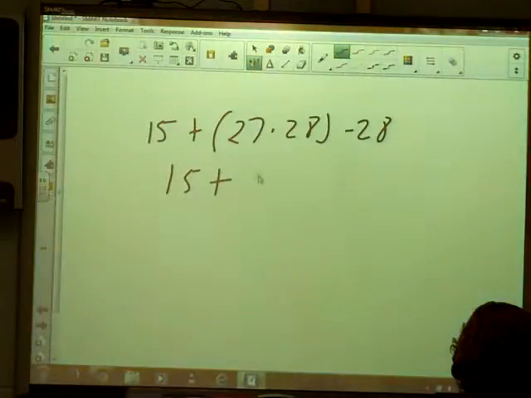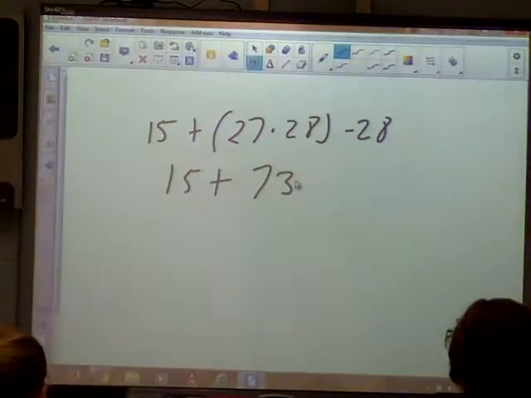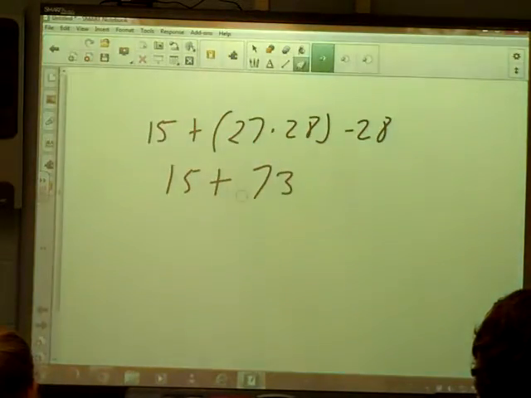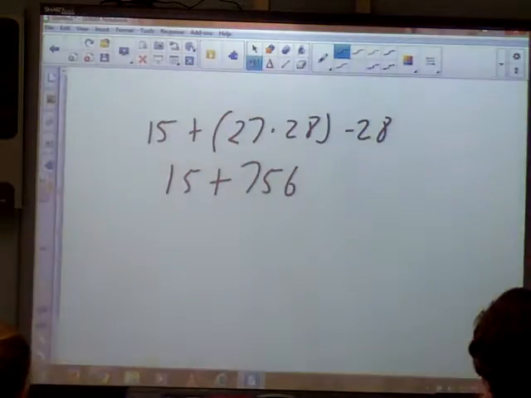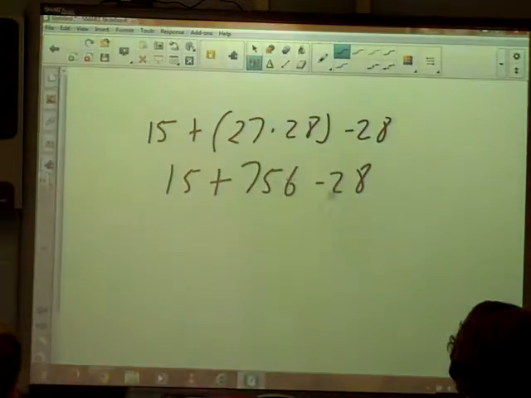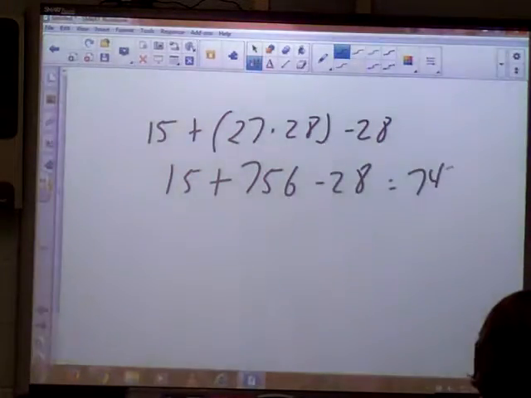Tell me, say it again. Oh, tell me what 27 times 28 is. 733. No, you're ahead of me. Oh. What's 27 times 28? Thank you. You were just ahead of me. You're all right, Kaylee. And now I would work left to right doing my addition and subtraction, and Kaylee is correct. That would end up getting us 743.